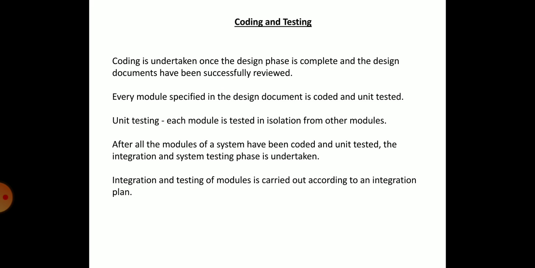So far we have learned about developing a design document from the SRS document, and in that we have learned about the module specification document also. So this design document and the module specification document form the input for the coding process. The input to the coding phase is the design document and the module specification document produced at the end of the design phase.